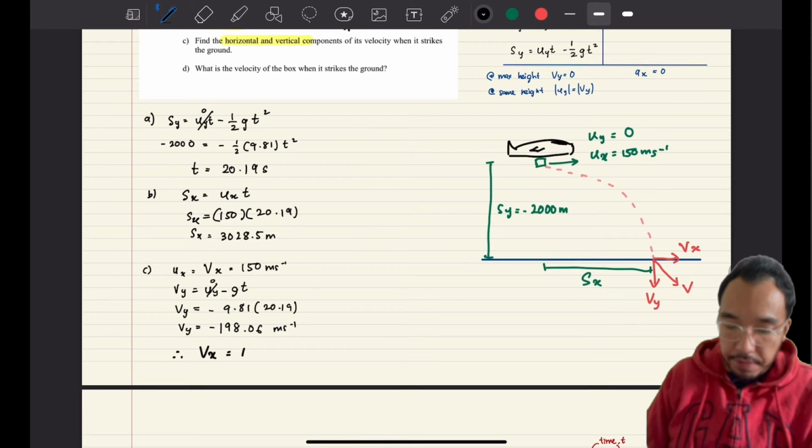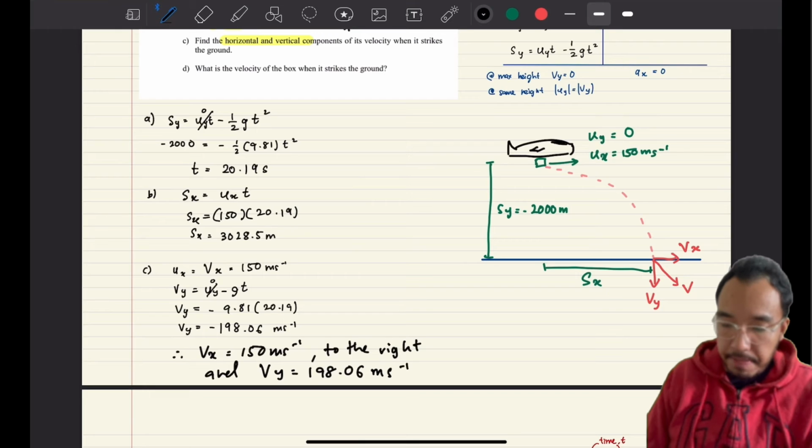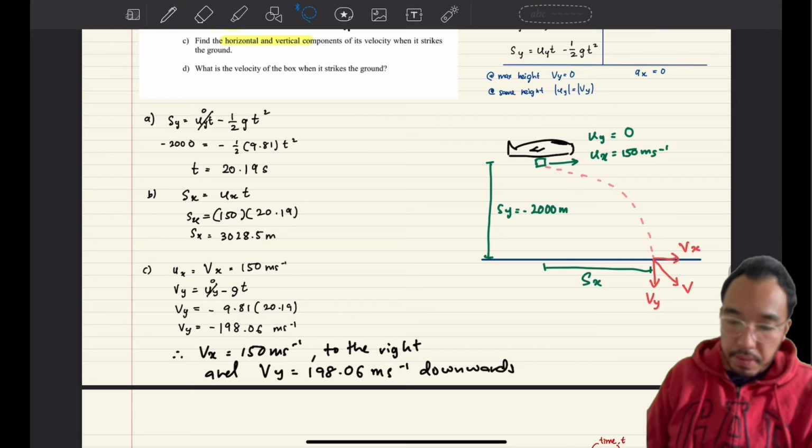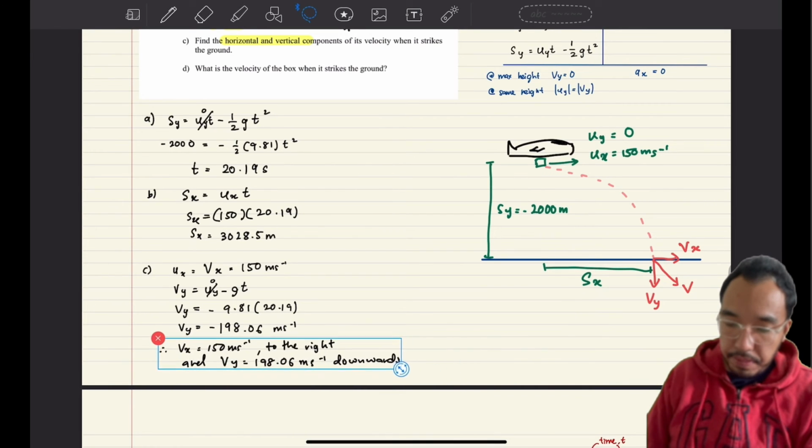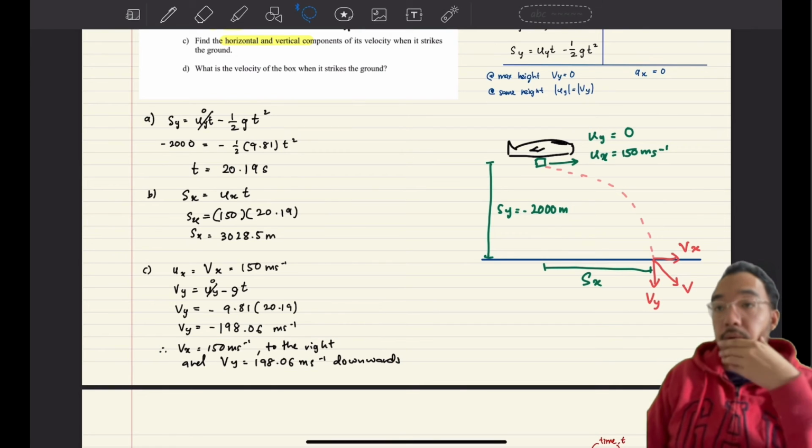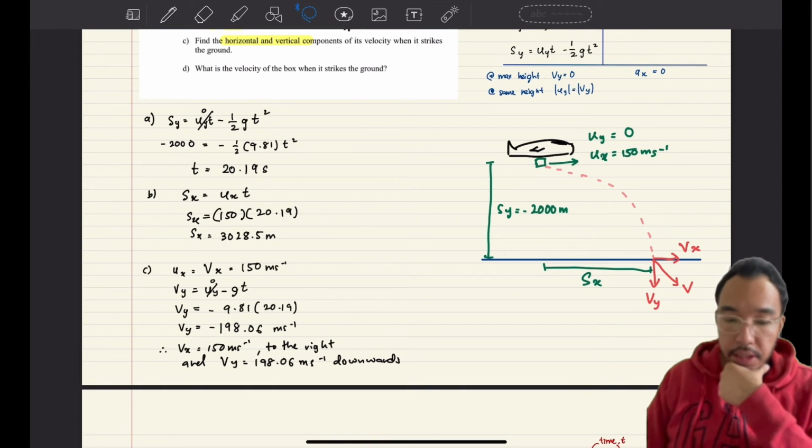Vx is equal to 150 meters per second to the right, and Vy is equal to 198.06 meters per second downwards. Okay, so you don't have to write like, I mean this kind of sentence is enough. Okay, this one smaller as well. Okay, so that's that. So we answered questions up until C.